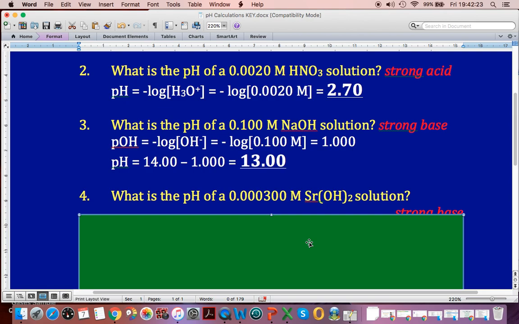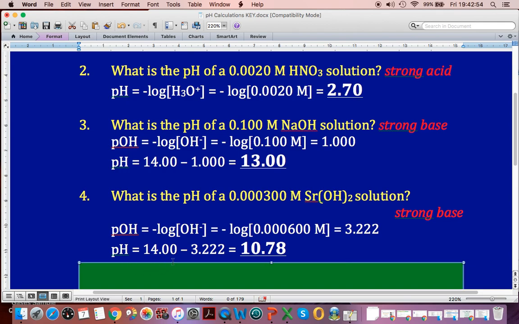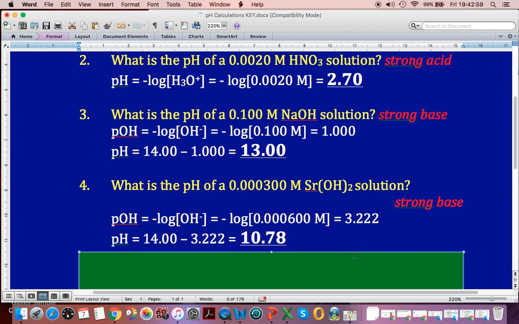Now we're into another solution. We're going to treat this like it's a strong base, and unlike acids, we're going to assume that when this dissociated, it did so completely, and every time one unit of these dissociates, it makes twice as much hydroxide. So the trick here is we had to double that number to 0.000600. That's why we've doubled it, because of that subscript 2. We get our pOH, and we do the 14.00 minus 3.222, and we get 10.78.